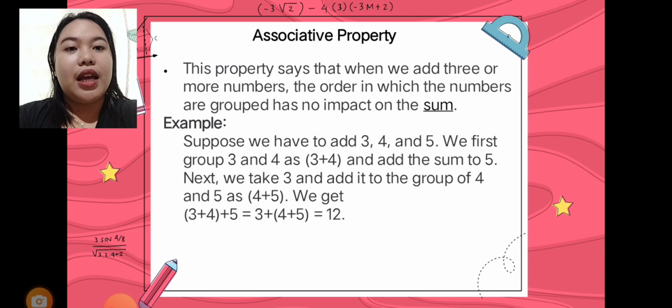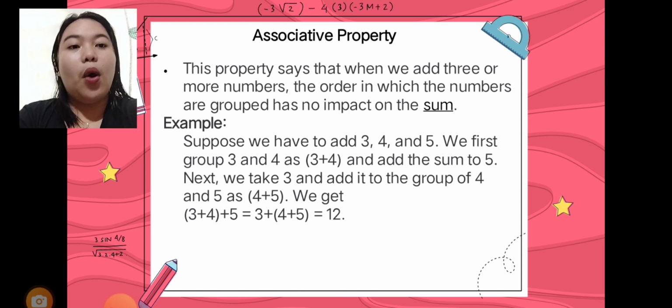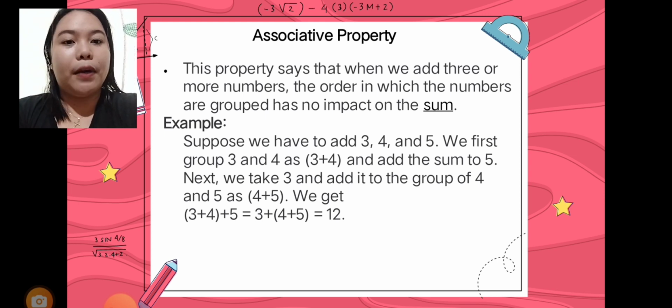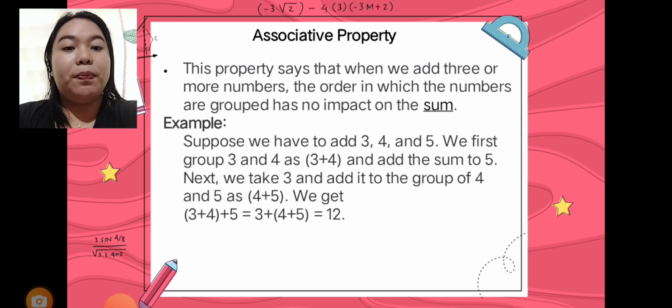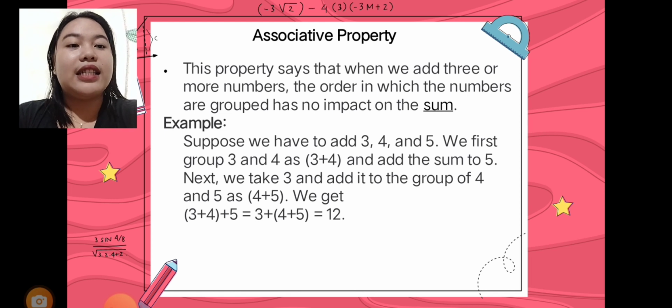So next, associative property in addition. This property says that when we add 3 or more numbers, the order in which the numbers are grouped has no impact on the sum. For example, suppose we have to add 3, 4, and 5. We first group 3 and 4 as 3 plus 4 and add the sum to 5. Next, we take 3 and add it to the group of 4 and 5 as 4 plus 5.